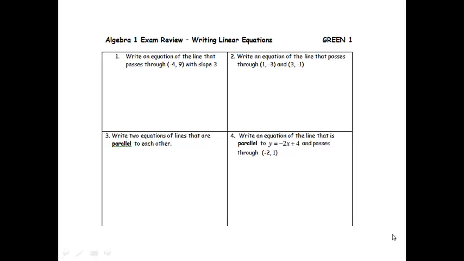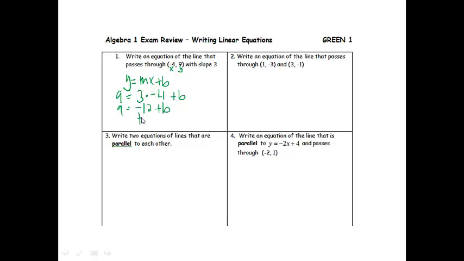All right, number 1, write an equation of the line that passes through (-4, 9) with slope 3. So first thing, if we want an equation of the line, we need y = mx + b. I'm going to label my x and my y, so now let's plug things in. I've got 9 equals the slope, or m, which is 3, times the x, which is -4, plus b. So I'll have 9 = 3 times -4, which is -12, plus b.